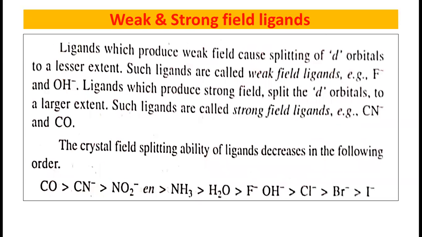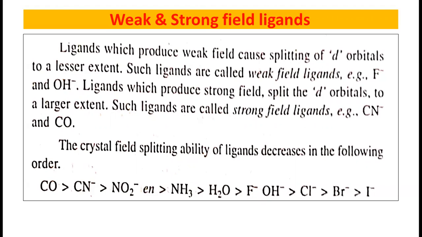Okay. Now, the distribution of electrons in the metal d orbitals will depend upon the surrounding ligand field, whether the ligand field is strong or weak. In presence of the strong ligand field, if the strong ligands are coordinated or bonded to the metal, then the splitting of the d orbitals will be greater. And if the weak ligands are bonded to the metal, then the splitting of the d orbitals will be less.